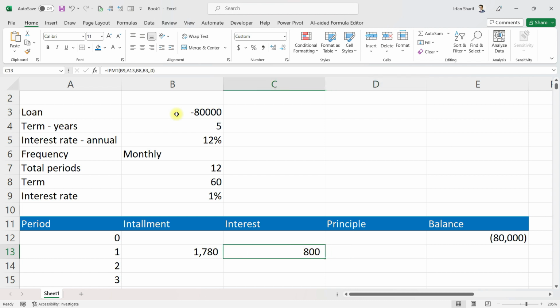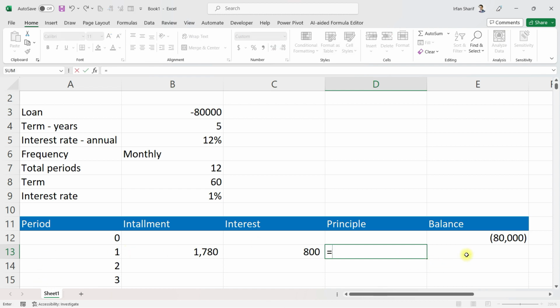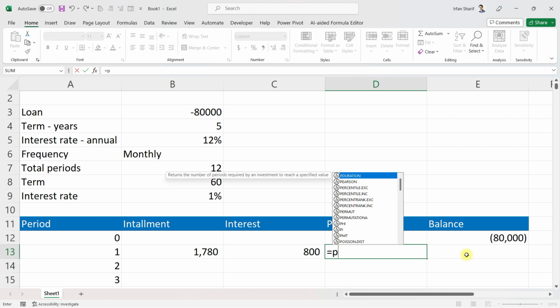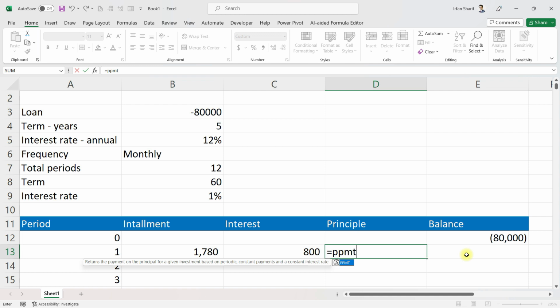Now if out of 1780, 800 is the interest, the remaining is the principal. You can take the difference between these two, right? But I'm just going to use the Excel formula for that. No reason for this. You can just take the difference as well, but I'm going to use the Excel formula just to teach you that this option is there as well. And this formula is PPMT. So PPMT basically calculates the principal in that particular payment.